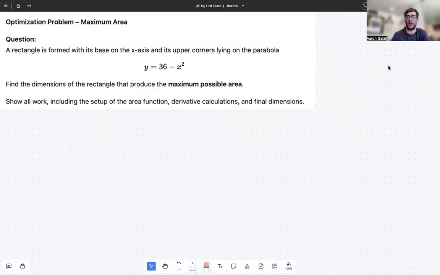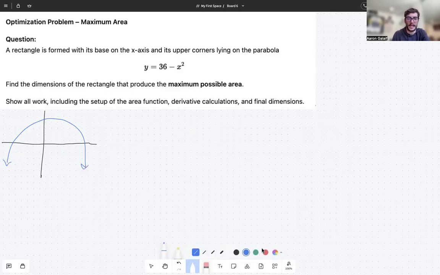All right, so the first thing we need to do is draw the graph. We're going to get a graph XY chart right here. Then we're going to graph our parabola, which is going to be downwards because there's a negative in front of the x squared. And then we're going to draw our rectangle, whose base is on the x-axis, like they said, and it goes up until it hits the graph. So let's label our graph and let's start going forward.